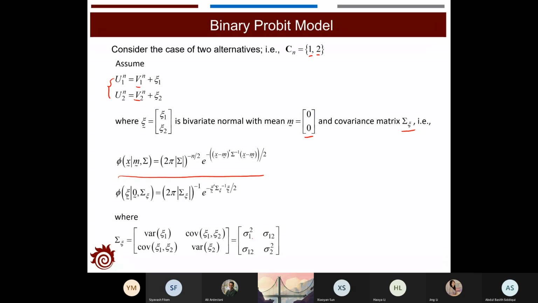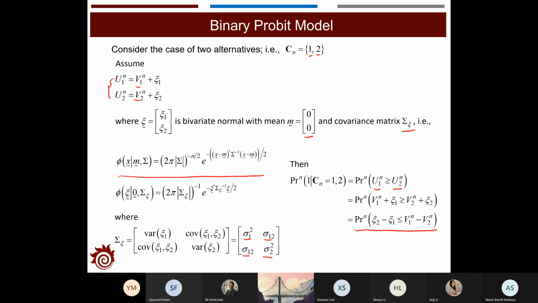So with that, assuming that the covariance matrix is sigma 1 square, sigma 1 2, sigma 1 2, and sigma 2 square for the 2 different variables, we can calculate the probability of choosing alternative 1. If you choose alternative 1, it means that the utility of 1 is higher than the utility of 2. If you apply the utility function in this probability, it gives the result as the probability of epsilon 1 minus epsilon 2 being smaller than V1 minus V2.